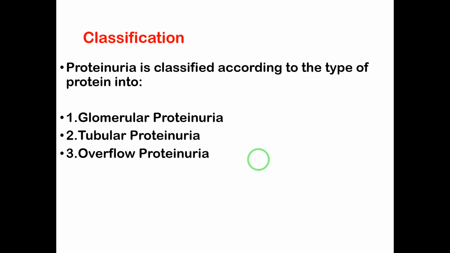According to the defect, we can classify proteinuria into three types. We have the glomerular proteinuria, the tubular proteinuria, and the overflow proteinuria. We will know how to differentiate between each of these types of proteinuria, what is the significance, and from the type of protein that appears in the urine, we can know the site of the injury.